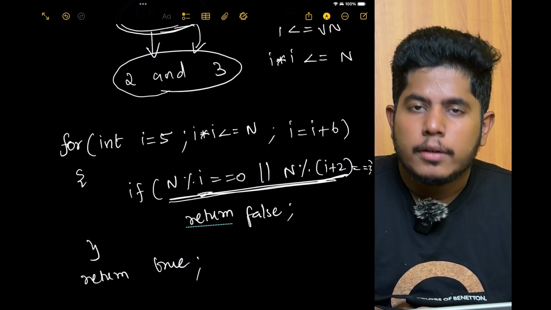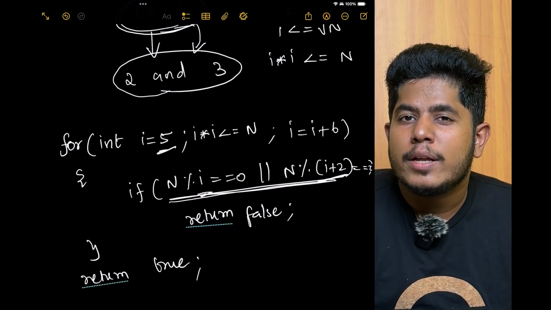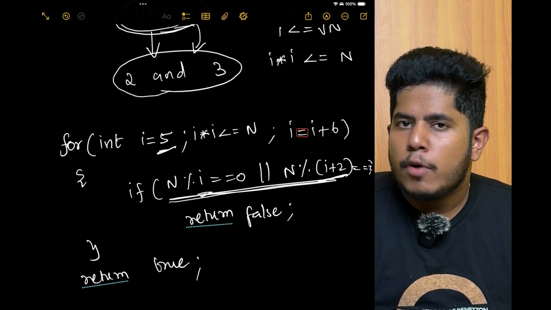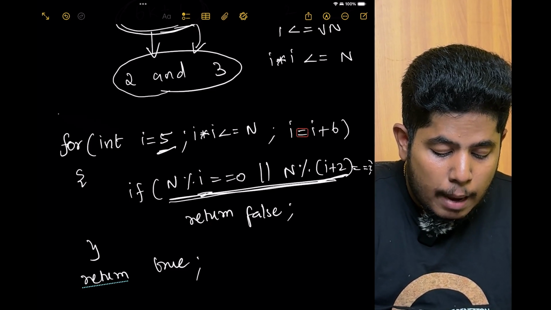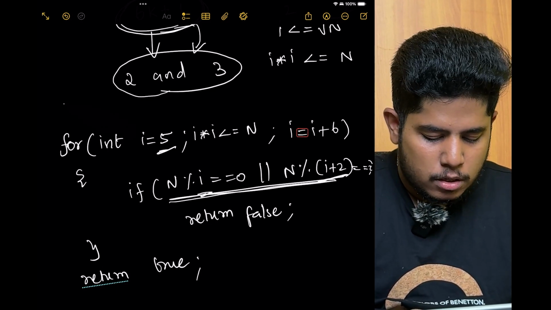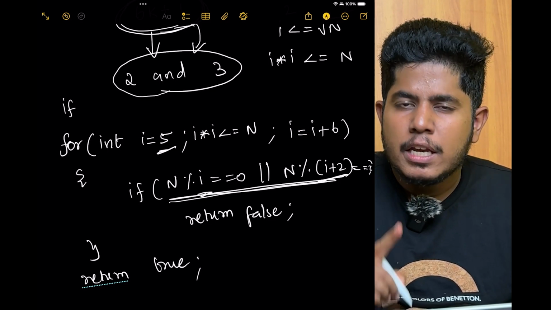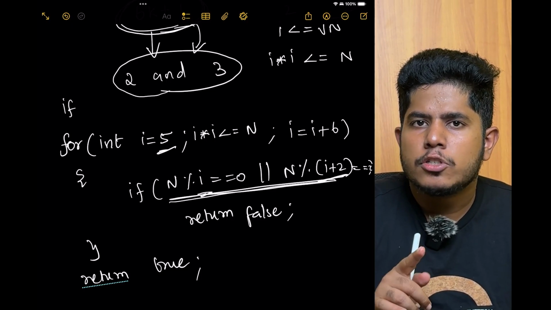And there is one more thing. This formula starts from 5. This formula does not check 2 and 3. So what do we have to do? Above the loop, we have to separately check if the input is 2 or 3, they are directly prime numbers.